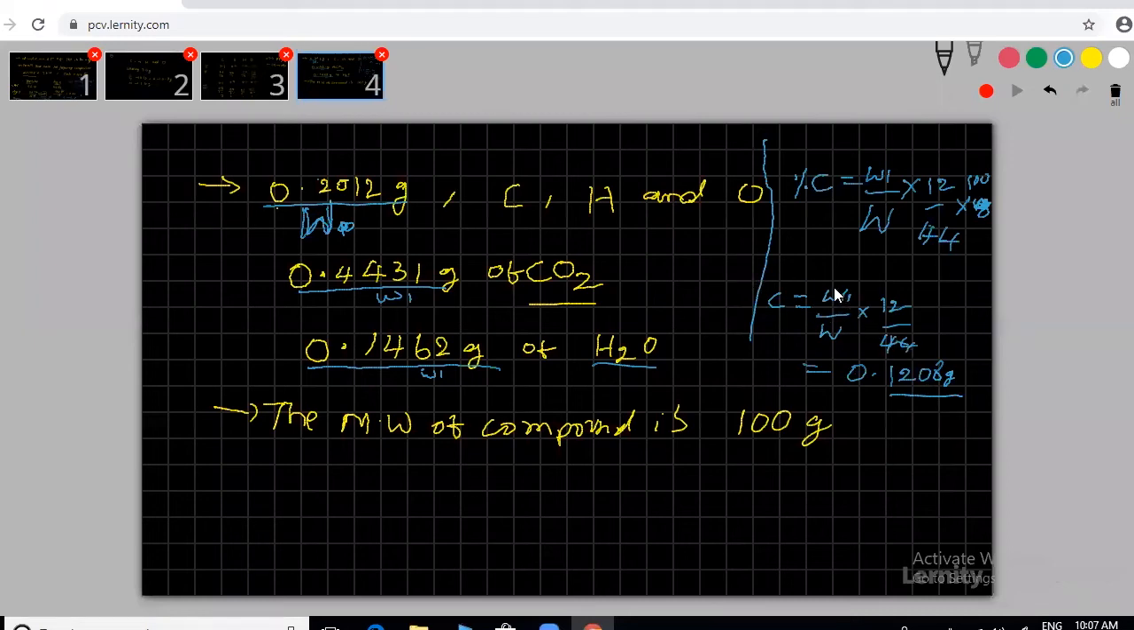You can check that properly. How much are you getting? Percentage you are getting up to 60 point. Into 100 you can do. That is better, this value is wrong. Into 100 you can do. How much will you get? 60% you're getting. Then find hydrogen. Then oxygen you can find out by 100 minus. Very simple.